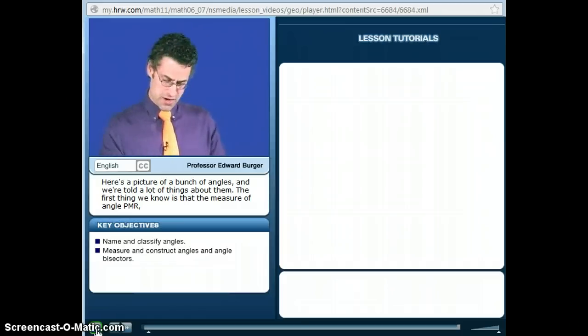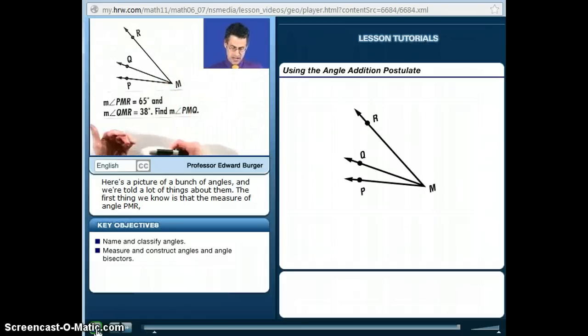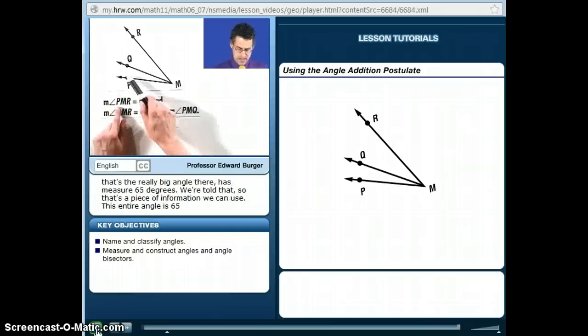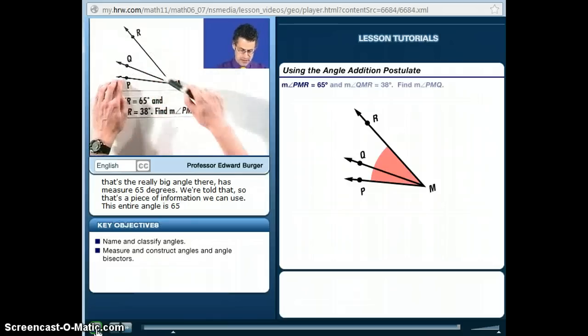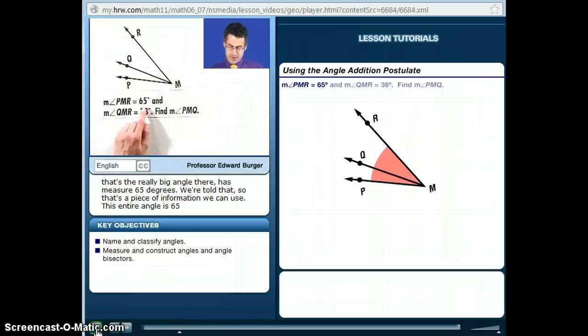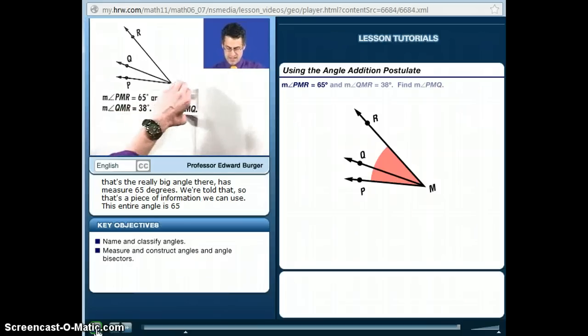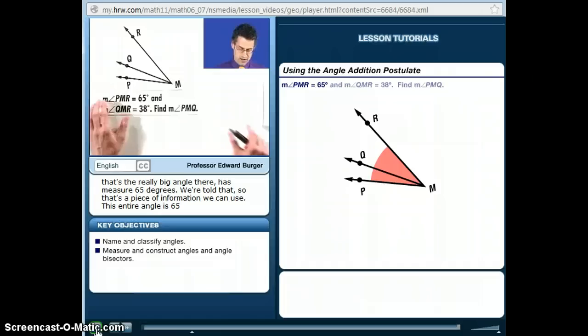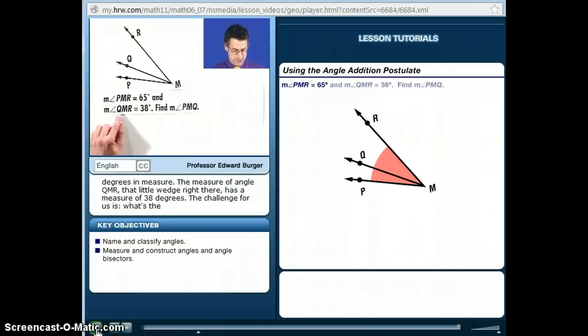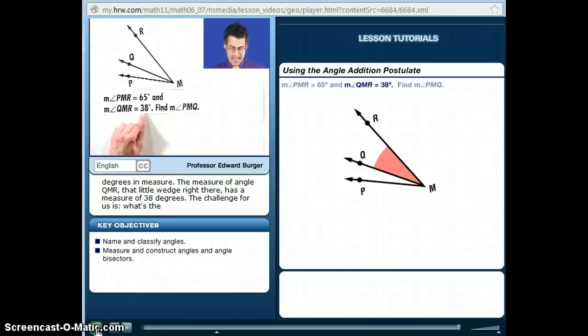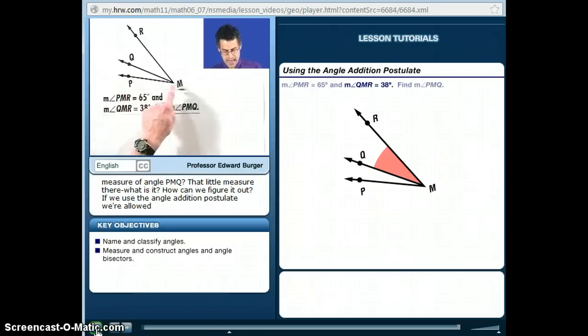Hey, here's a picture of a bunch of angles here, and we're told a lot of things about them. The first thing we know is that the measure of angle PMR, so that's that really, really big angle there, has measure 65 degrees. So that's a piece of information that we can use, this entire angle, 65 degrees in measure. The measure of angle QMR, let's see where that is, so that little wedge right there, turns out to have a measure of 38 degrees. The challenge for us is, what's the measure of angle PMQ? So that little measure right there, what is it?